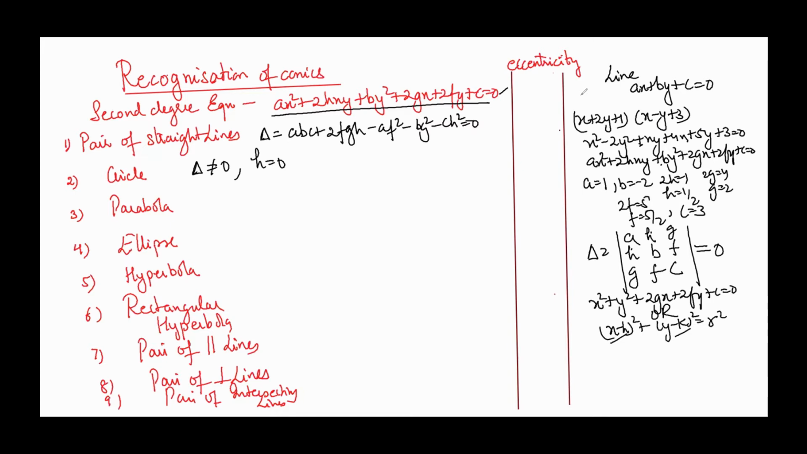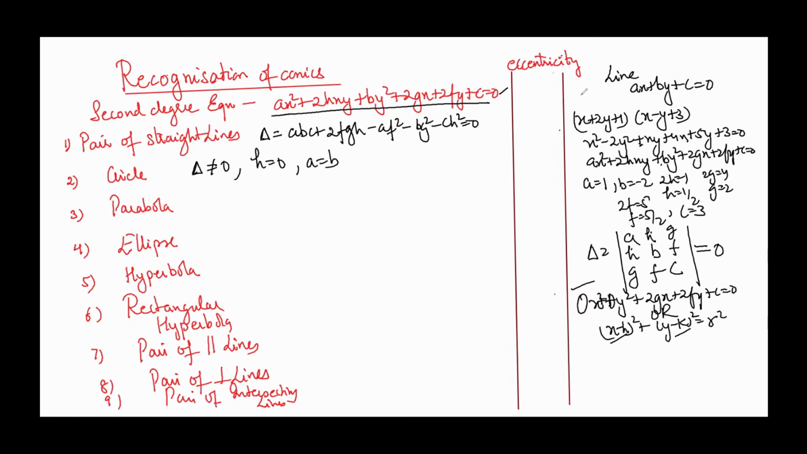So I put h is equal to 0. One more condition is here, that the coefficient of x square should be equal to the coefficient of y square, then only this will be a circle. That means here the coefficient of x square is a and the coefficient of y square is b, therefore a is equal to b. So the necessary and sufficient condition for this second degree equation to be of a circle is delta should not be equal to 0, h is equal to 0, and a is equal to b.